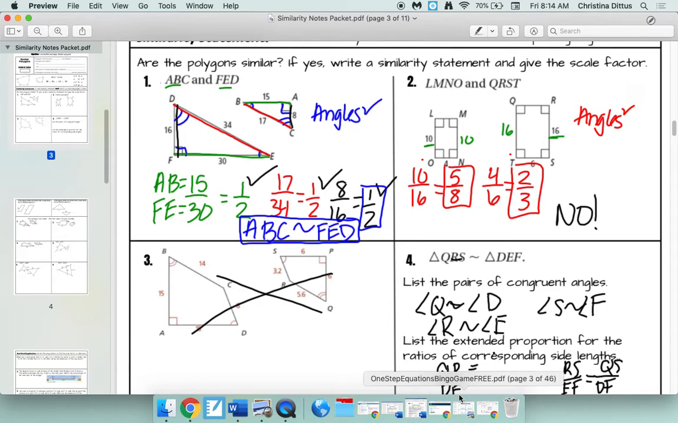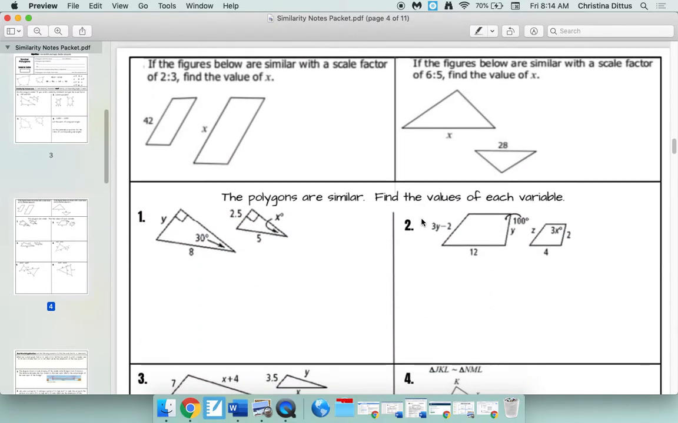Still doing good? We like this still better than last one?